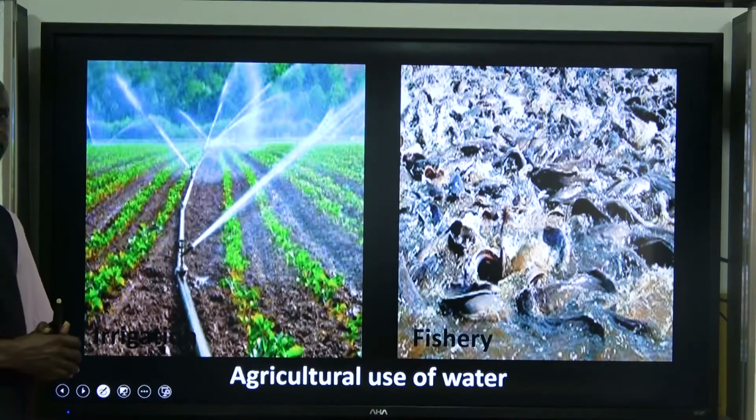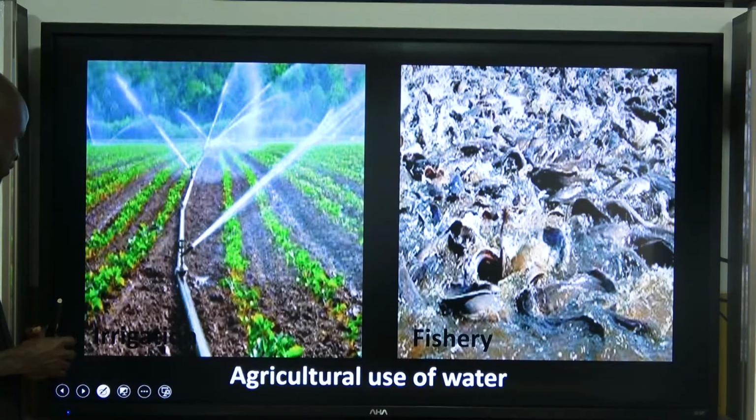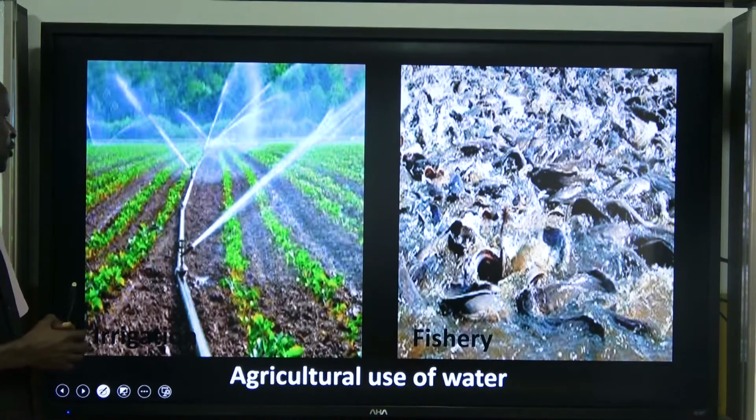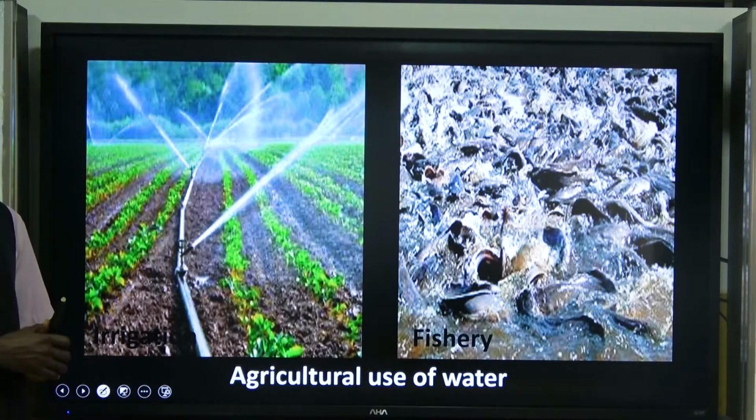Yes. Another category of water use is agricultural use. If there is no water, crops will not even germinate, not to talk of producing fruits. Therefore, water is used to irrigate our farms, whether by rainfall or by artificial irrigation. That is supplying water to the farm by ourselves.